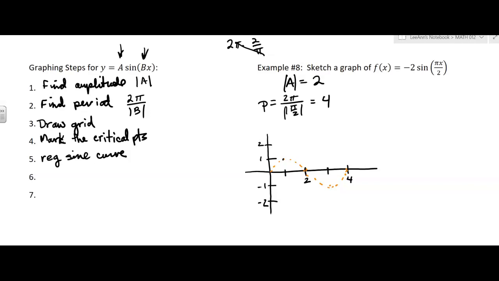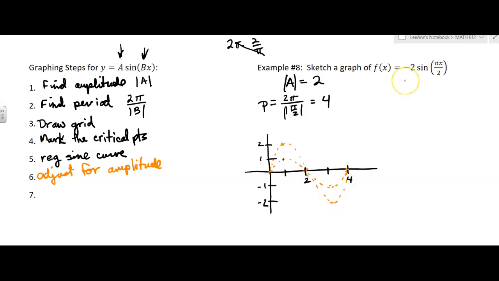Now we have to start adjusting for amplitude. My amplitude is 2, so that means any place there had been a 1, now it's going to be up at 2. And any place it was -1, it's going to be down at -2. Now this is not the curve, so I'll just dot it in. But that's what it looks like.